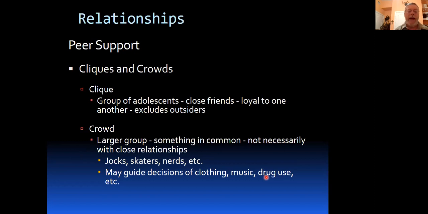The desire to be part of a particular crowd then might have a strong influence on the adolescent, might guide their decisions as to what clothing they choose, music they listen to, what drugs they might use, and so on, all in an effort to be part of, or thought of as being part of, that crowd.